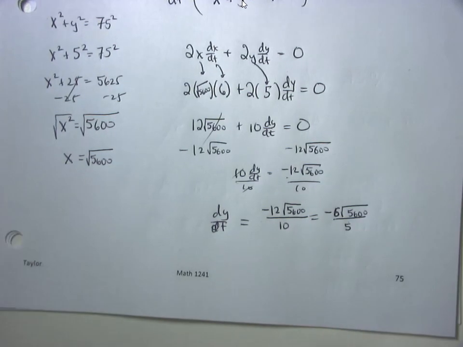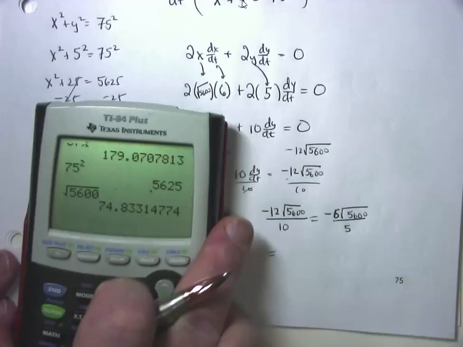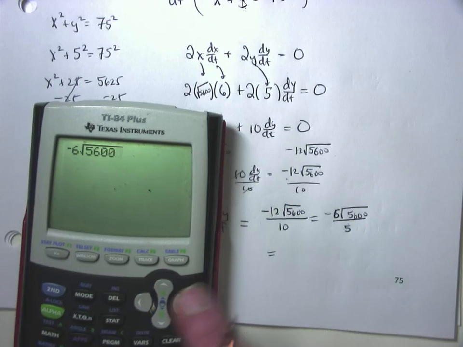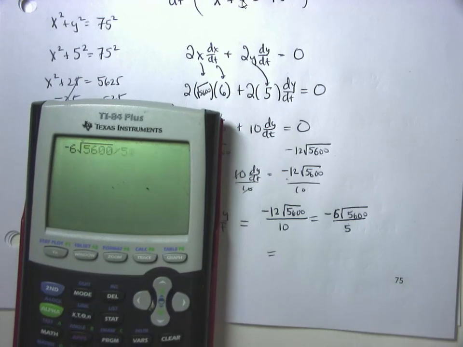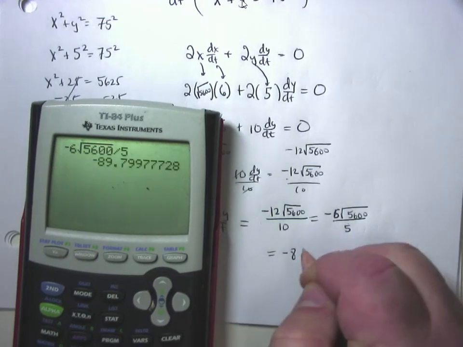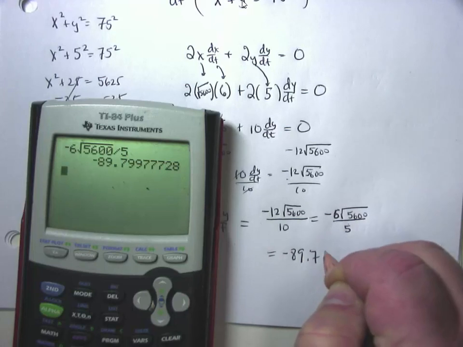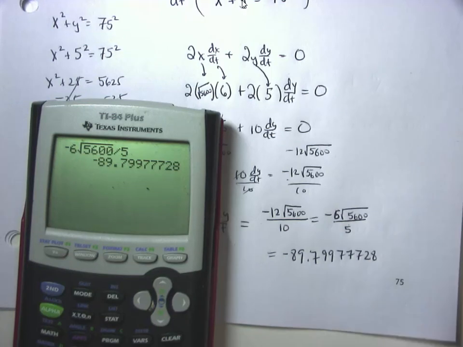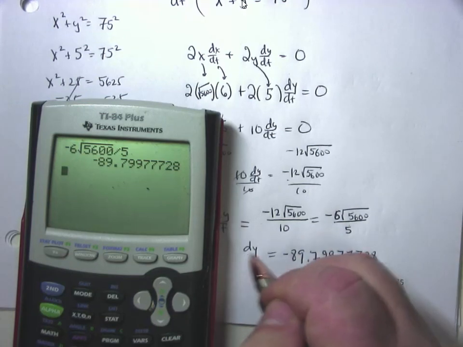But who am I kidding? I've got engineers in here. We just got to know. All right, so negative 6 times the square root of 5,600 divided by 5 gives me negative 89.799777728, but it's a word problem.